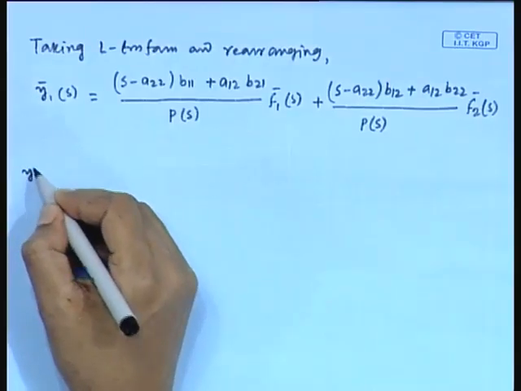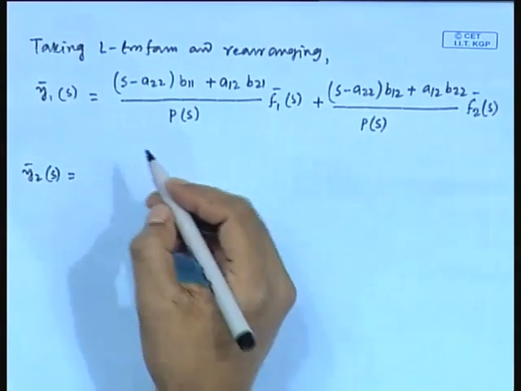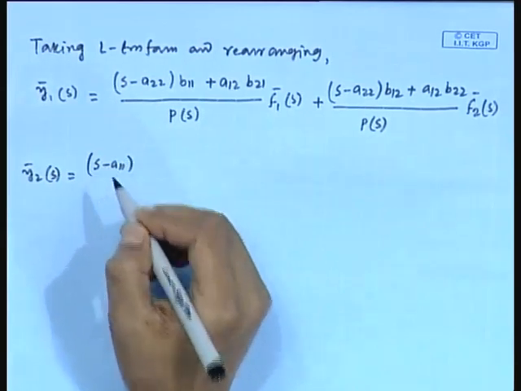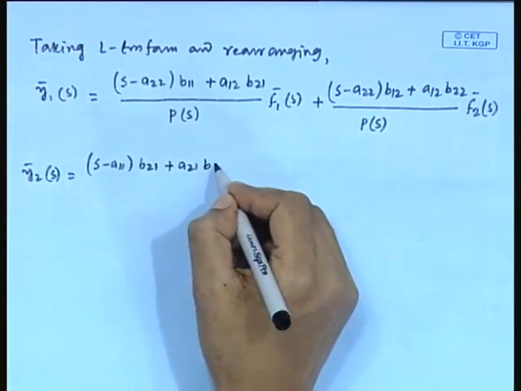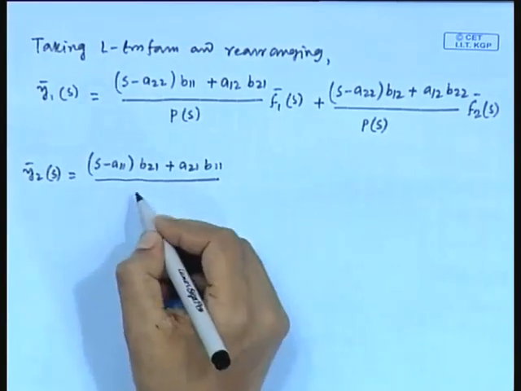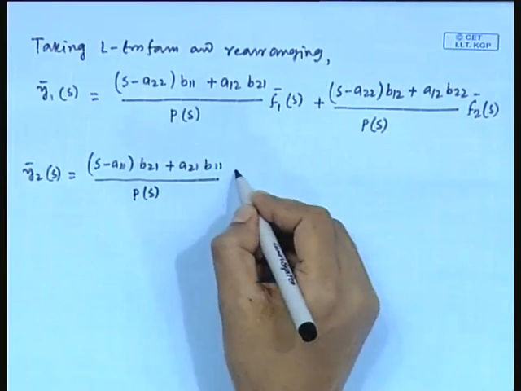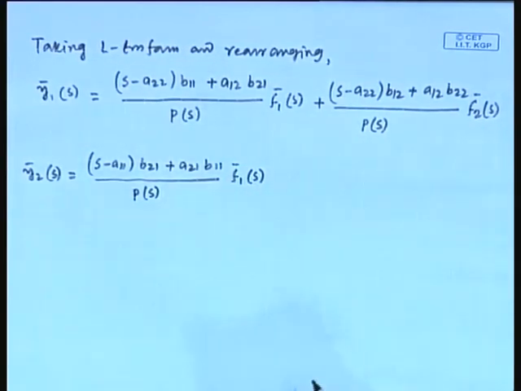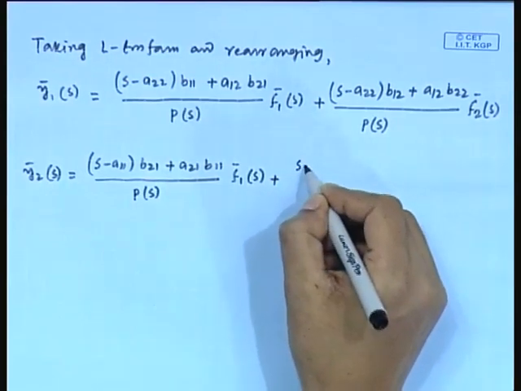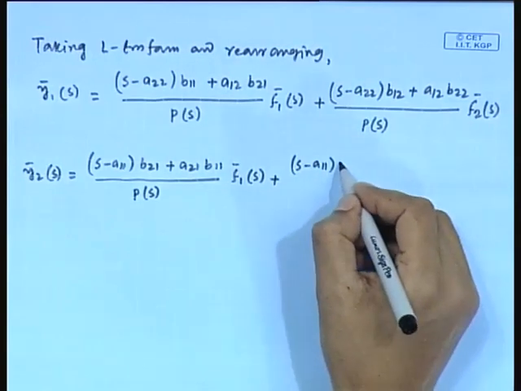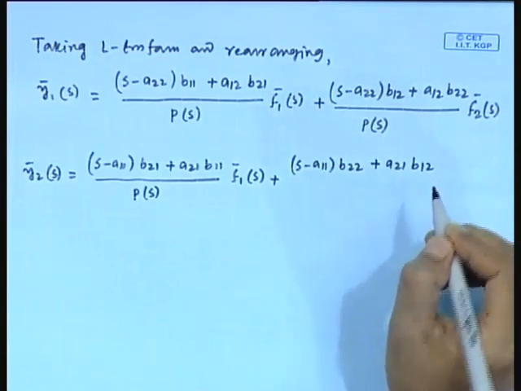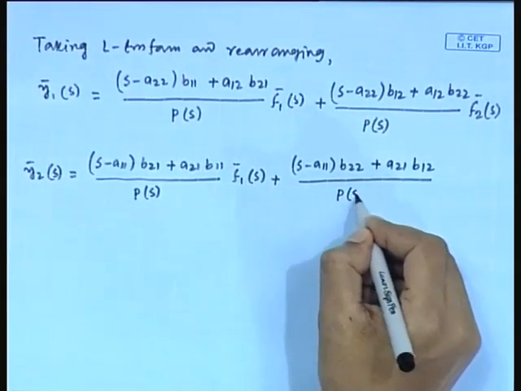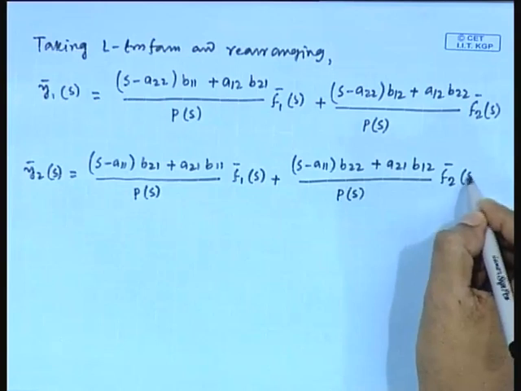Similar expression for another output y2 we get, that is y2 bar s equal to (s minus a11) b21 plus a21 b11, divided by P(s), multiplied by F1 bar s, plus (s minus a11) b22 plus a21 b12, divided by P(s), multiplied by F2 bar s.